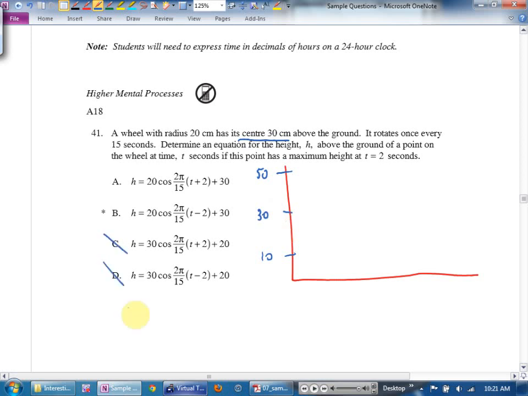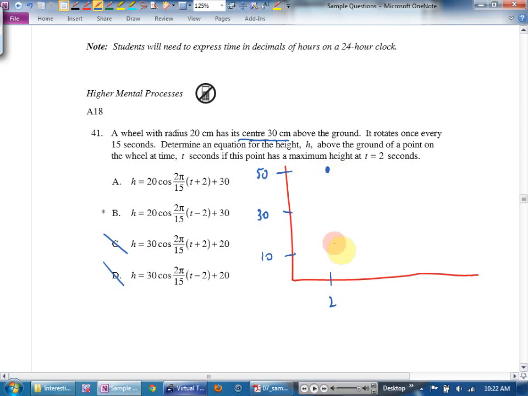Now, it rotates every 15 seconds, which means b would be 2 pi over the period, but they already have that there. It has a maximum height at t equals 2 seconds. Which trig function starts up high? Positive cos, and what kind of a phase shift is this? To the right or to the left? To the right. That's why the answer is B. 2 seconds to the right. Start there.